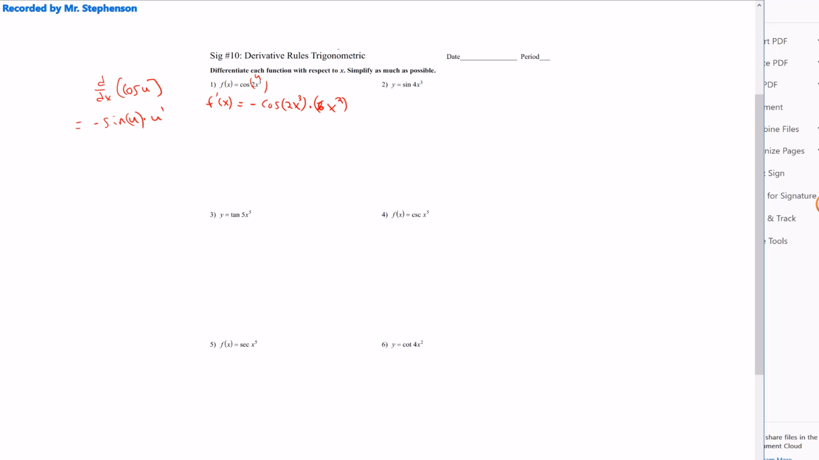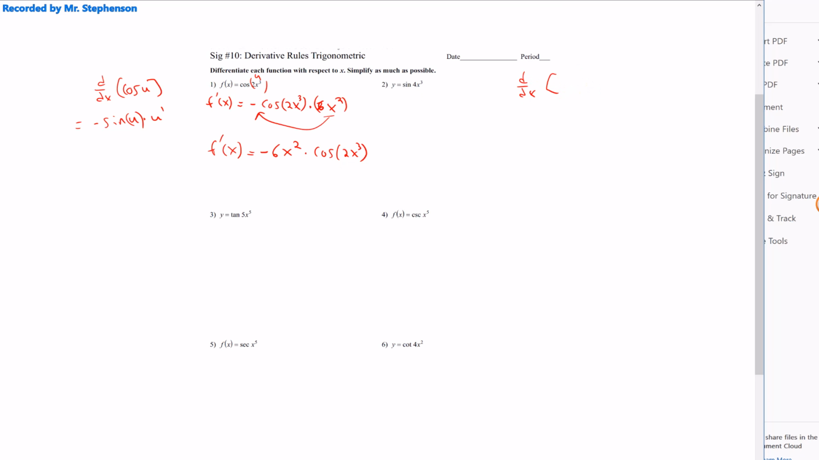That's a 6. And typically we're going to need to write this in the front. So let's go ahead and write that. F prime of x equals negative 6x squared times cosine 2x cubed. That's our derivative. All right, for sine, we need to remember that the derivative of sine is cosine u.